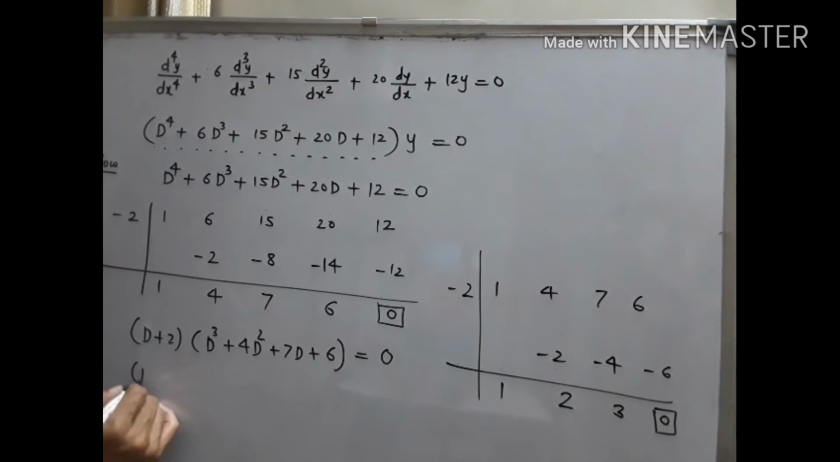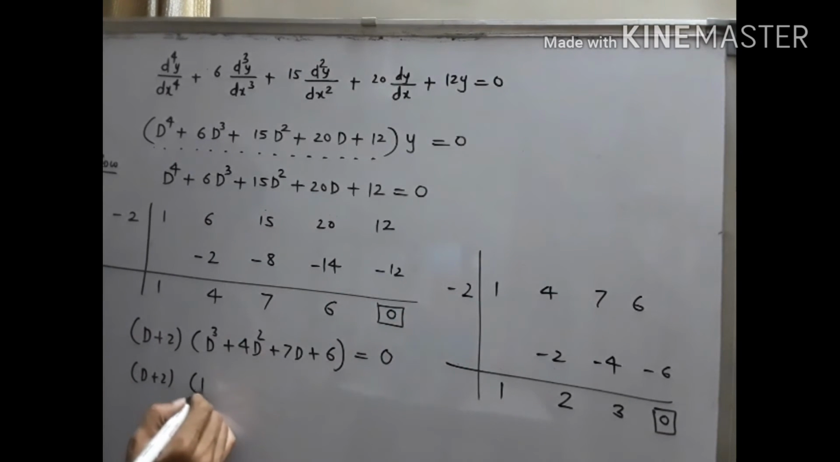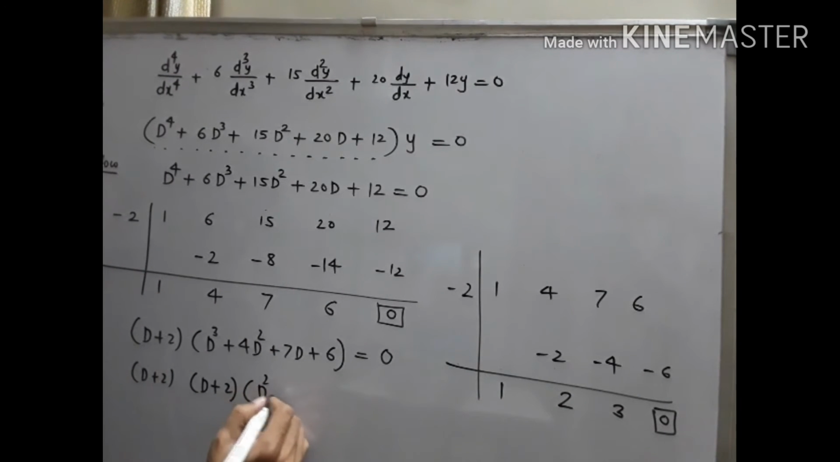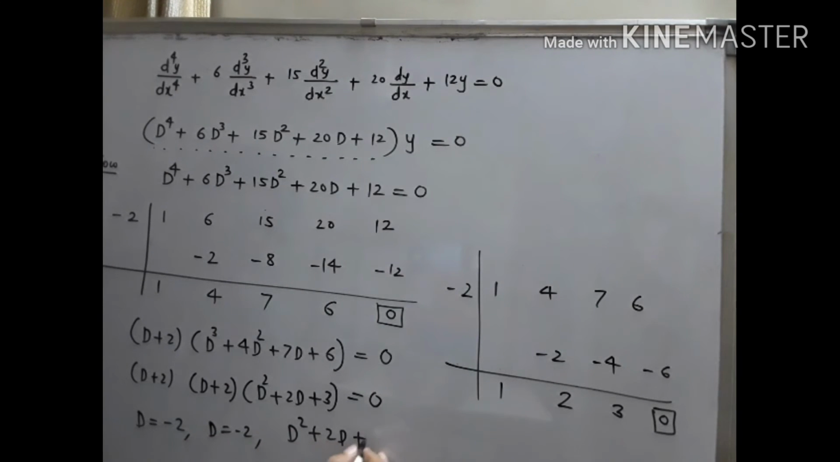So the factors for this cubic polynomial: it is getting divided by minus 2, so the first factor would be D plus 2, and the second factor would be D square plus 2D plus 3, and that is equal to 0. Now let us simplify this. If you simplify that, you will get D equal to minus 2, and D square plus 2D plus 3 is equal to 0.